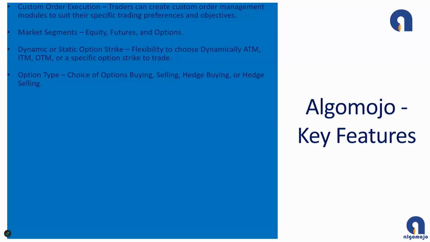Now, if you're running, say, trades in futures and you like to hedge them with options, you can do that also, either by buying an option or even selling an option. So you can hedge your main trade with option writing or even option buying.